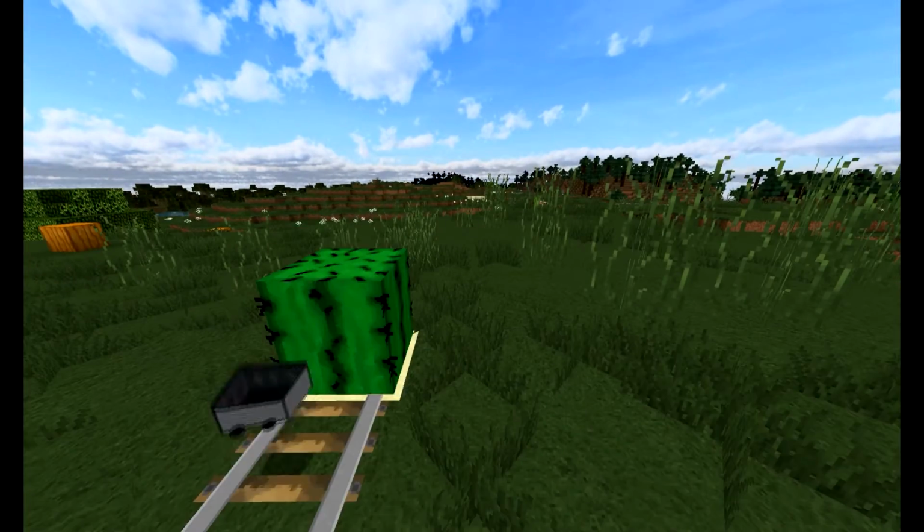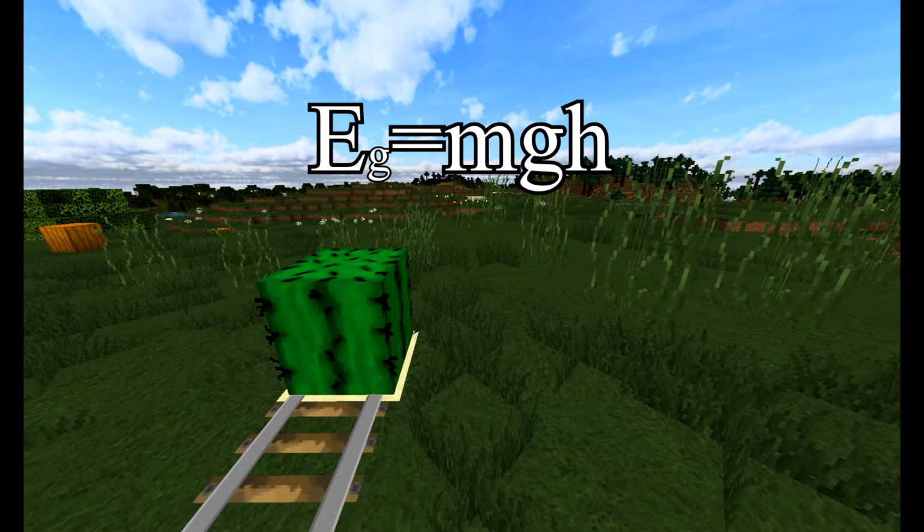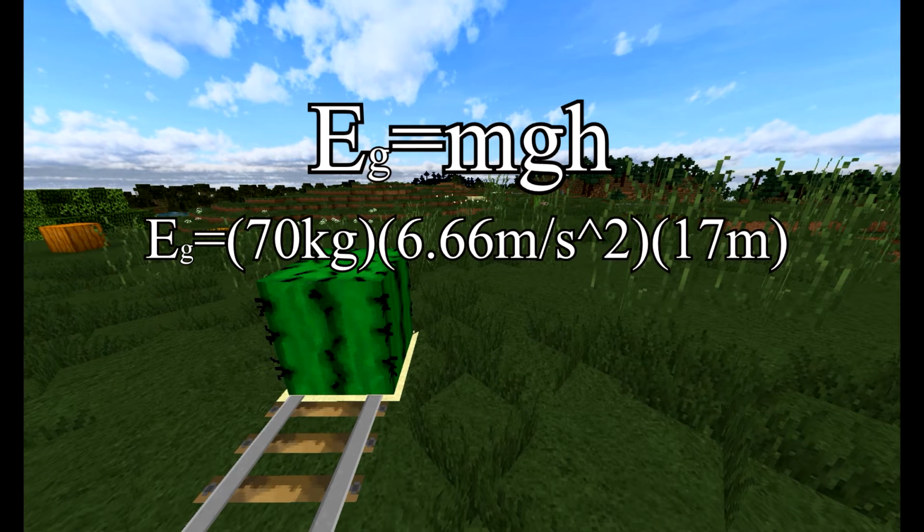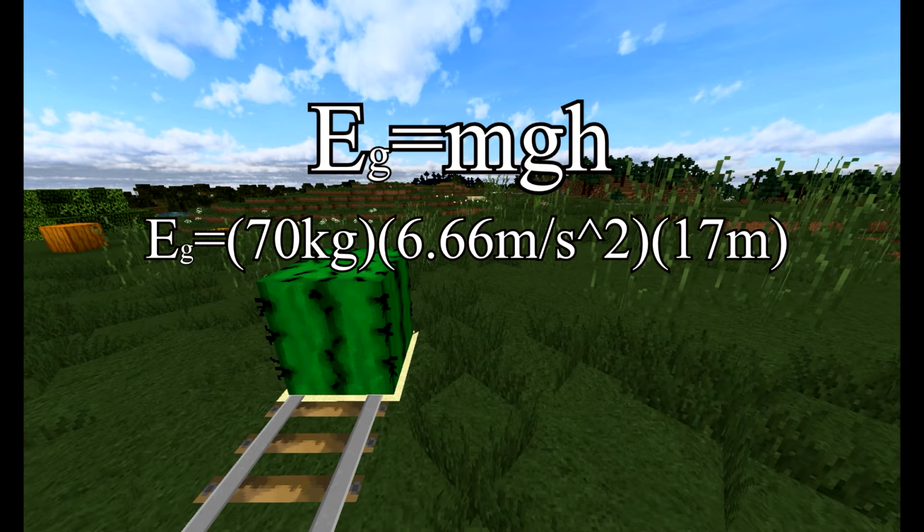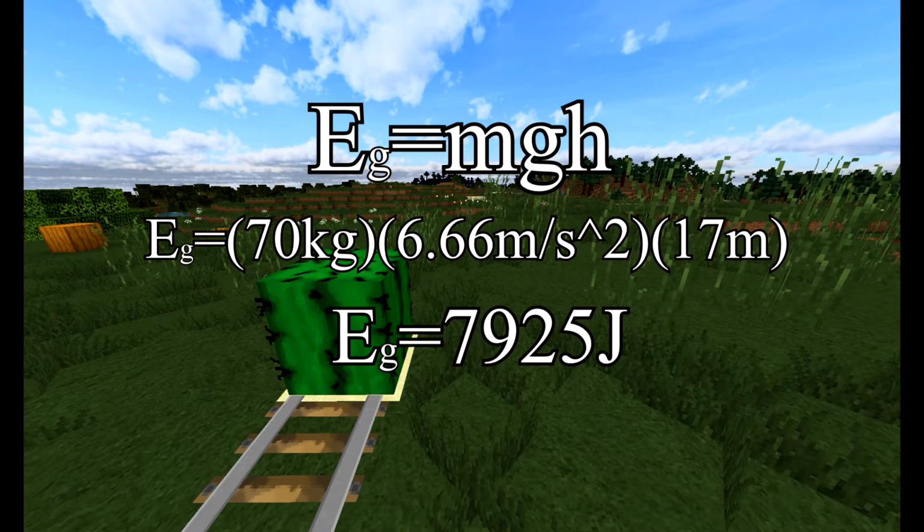Since the minecart will be destroyed, the energy will change again from the loss of mass. As we can see, the new gravitational potential energy of the player is now only 7,925 joules.